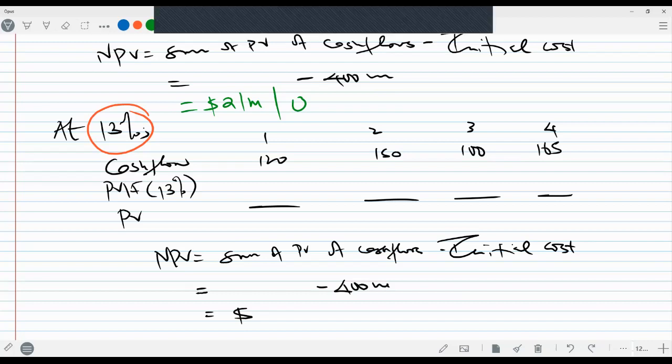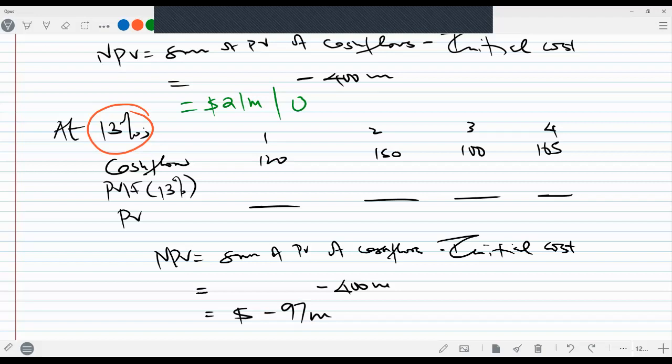So in case we were to discount at 13%, what would be the NPV? Minus 97. You get how much? I'm getting negative 97. Negative 97 million.